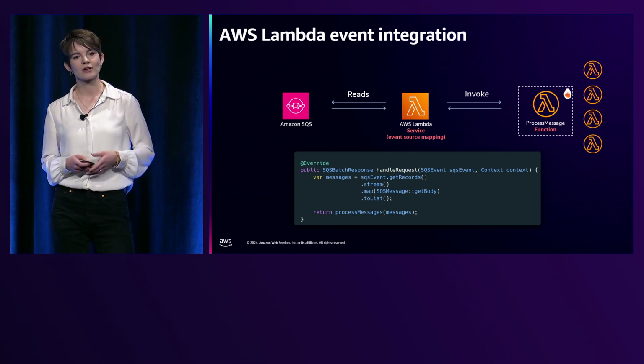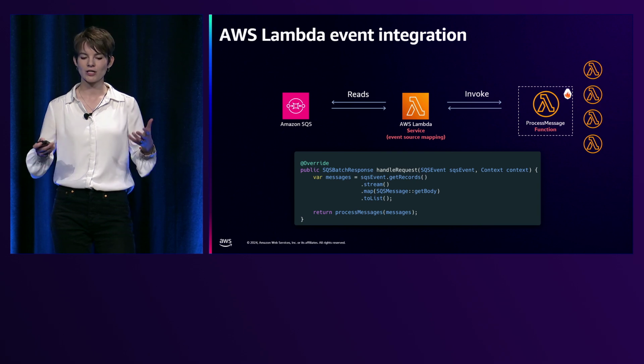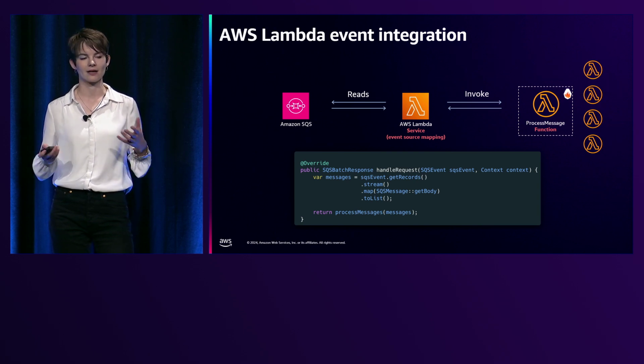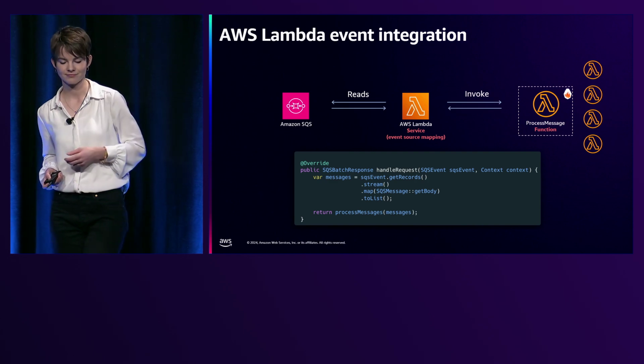So some particularly cool things that you can do with that Lambda service sitting in the middle and providing things like integrations and intelligent scaling and event source mappings that you do not need to build and write yourself.